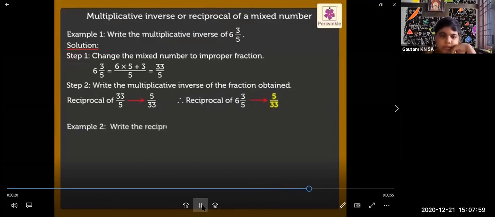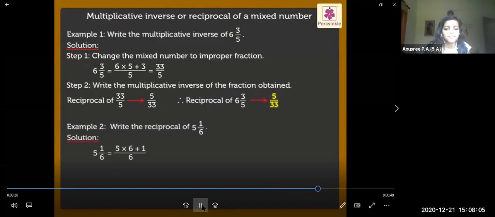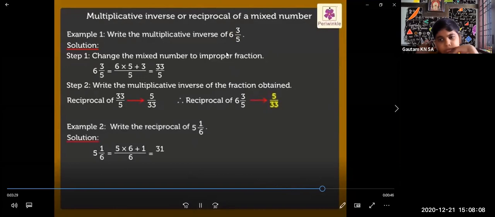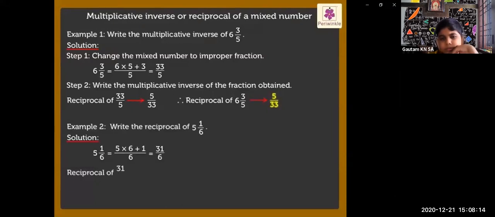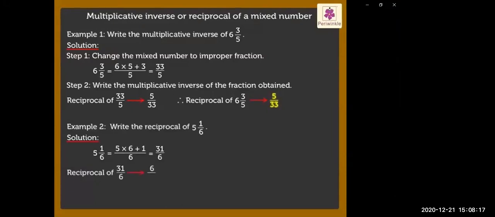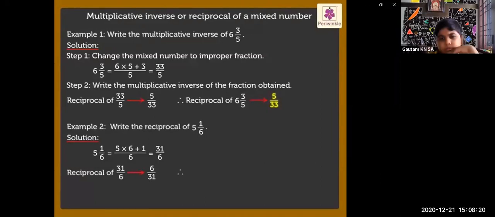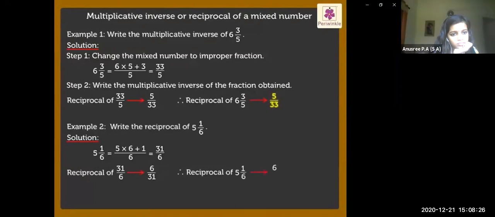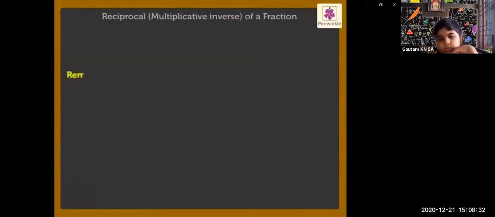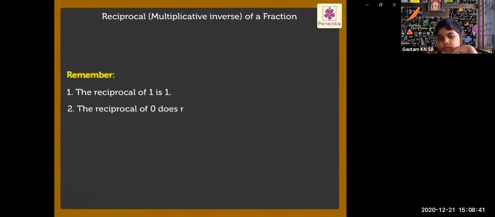Let us solve one more example of this type. On changing the mixed number to an improper fraction, we obtain 31 upon 6. The multiplicative inverse of 31 upon 6 is 6 upon 31. Thus, the reciprocal of 5 and 1 upon 6 is 6 upon 31, which is the answer. Kids, remember: 1, the reciprocal of 1 is 1. 2, the reciprocal of 0 does not exist.